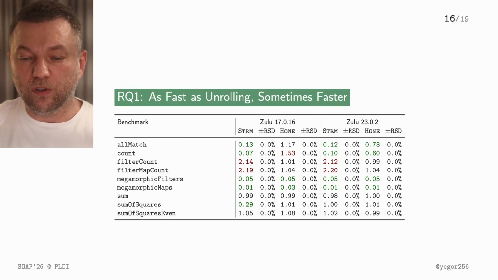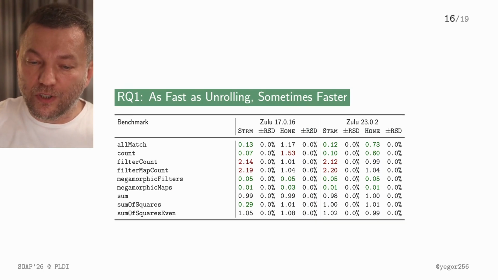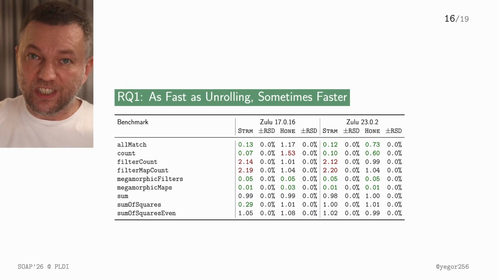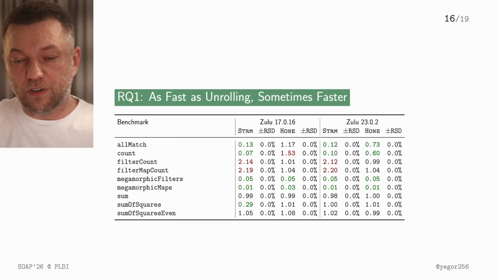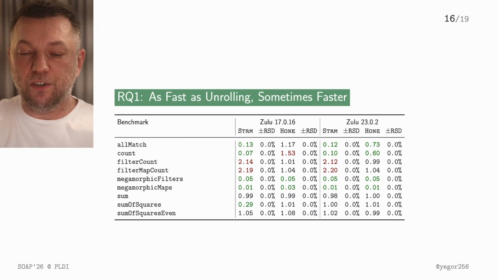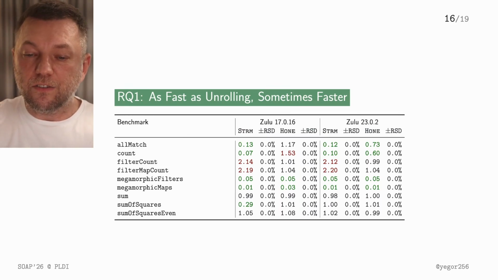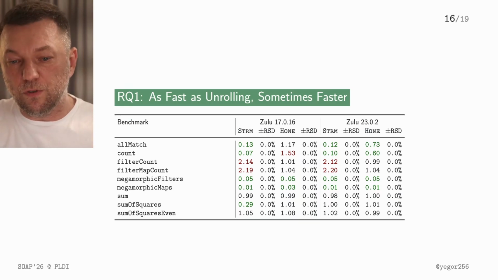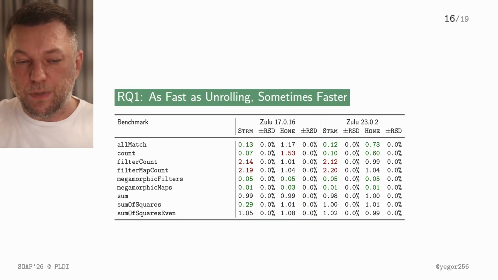We use Zulu 23. On the left column, you see the results which we receive from the baseline, the Streamliner, which was created 6 years ago. They do unrolling, and this is the results of us. We do stream fusion. Let's go benchmark by benchmark.